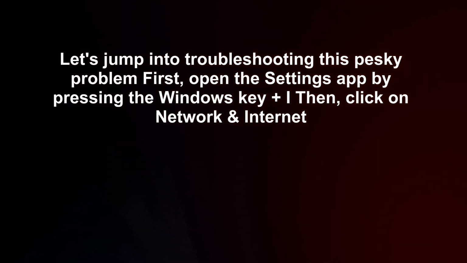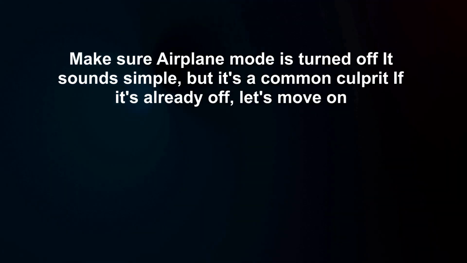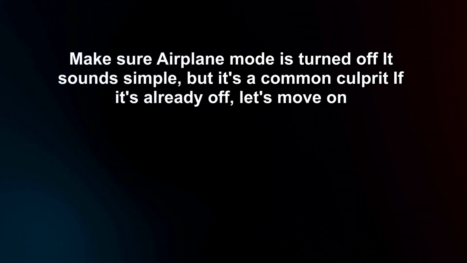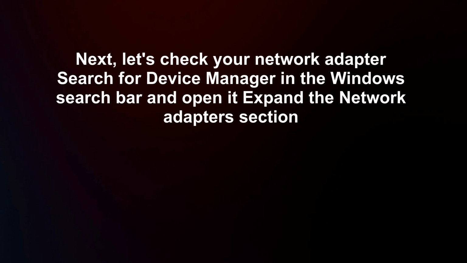Open the Settings app by pressing the Windows key plus I, then click on Network and Internet. Make sure airplane mode is turned off. It sounds simple, but it's a common culprit. If it's already off, let's move on.